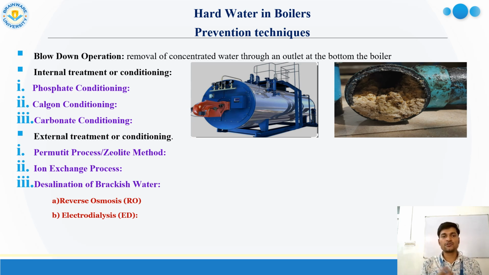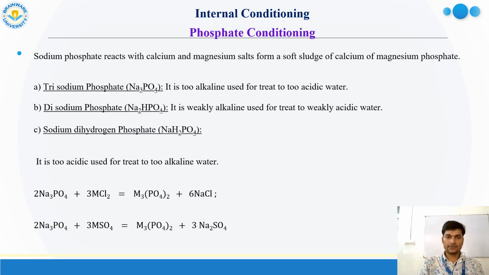Apart from that, there are so many internal treatments or conditioning, and external treatment and conditioning. In internal treatment and conditioning, there is phosphate conditioning, calgon conditioning, and carbonate conditioning. In external, there is the permutit process, zeolite process, ion exchange process, and desalination of brackish water. So we will discuss these things.